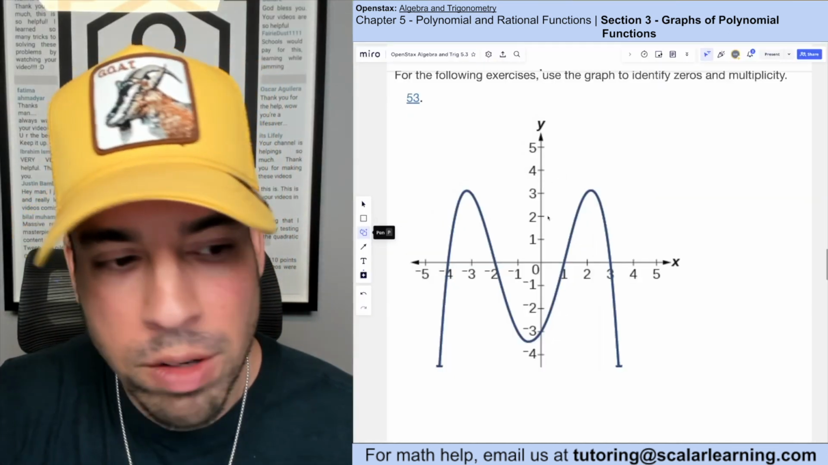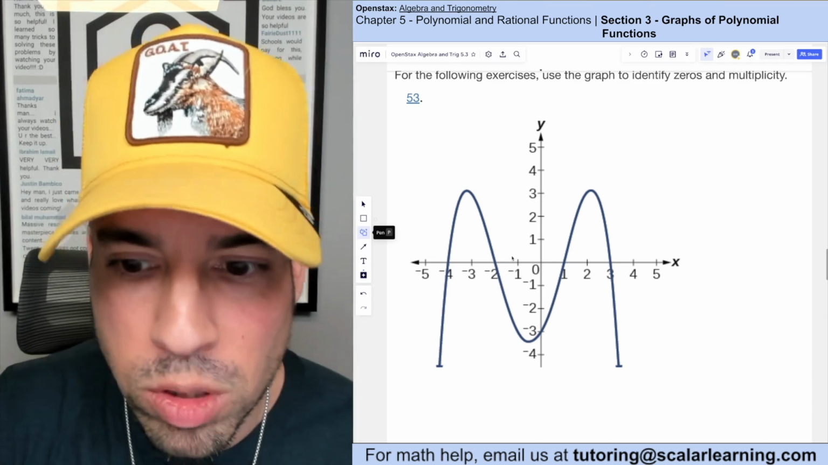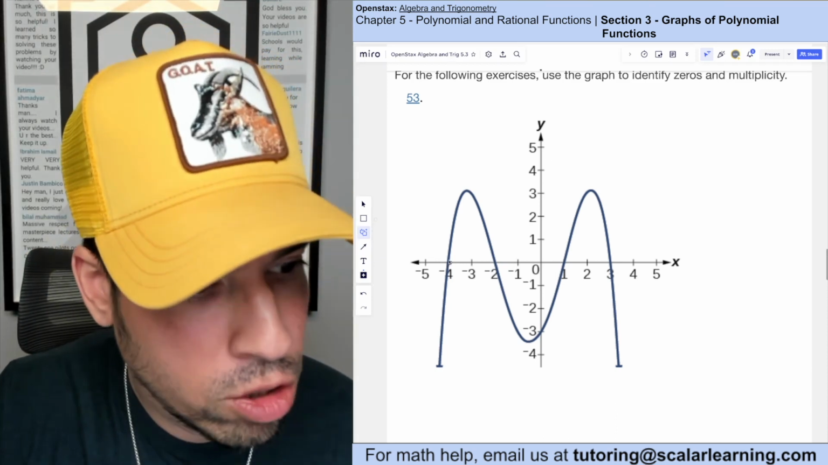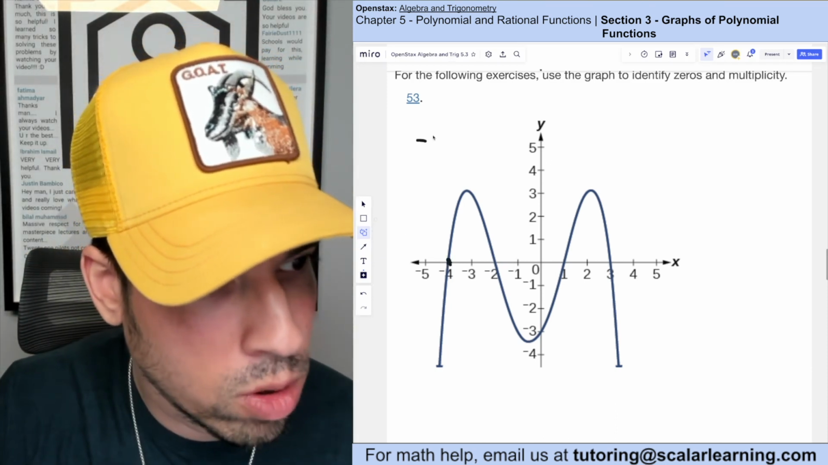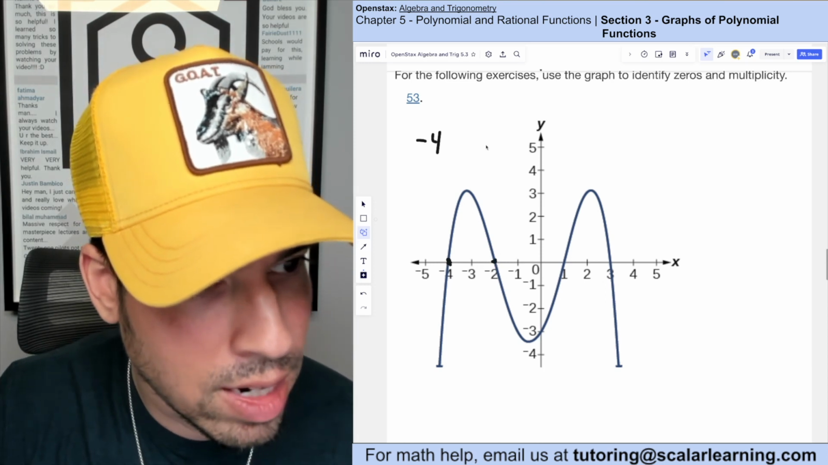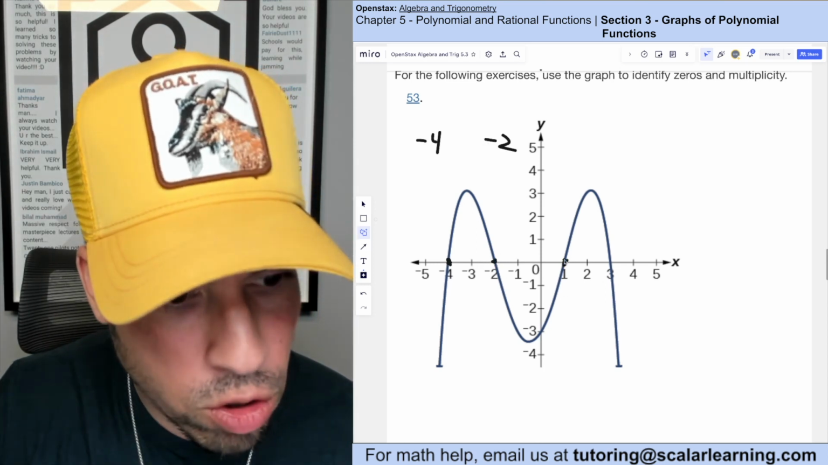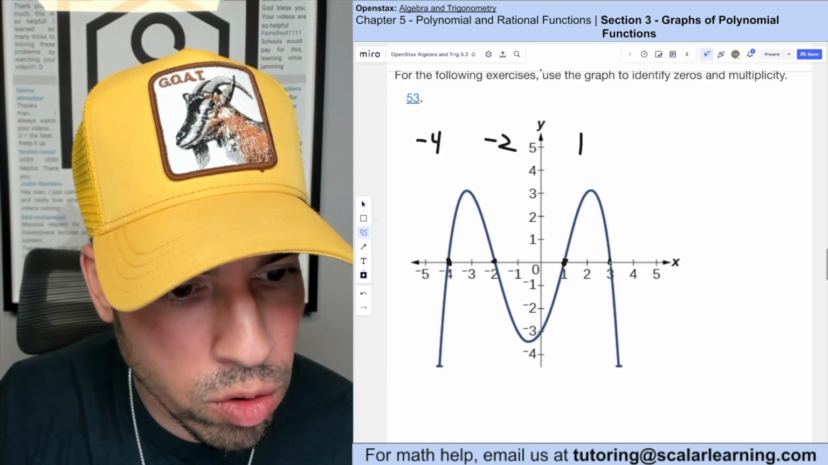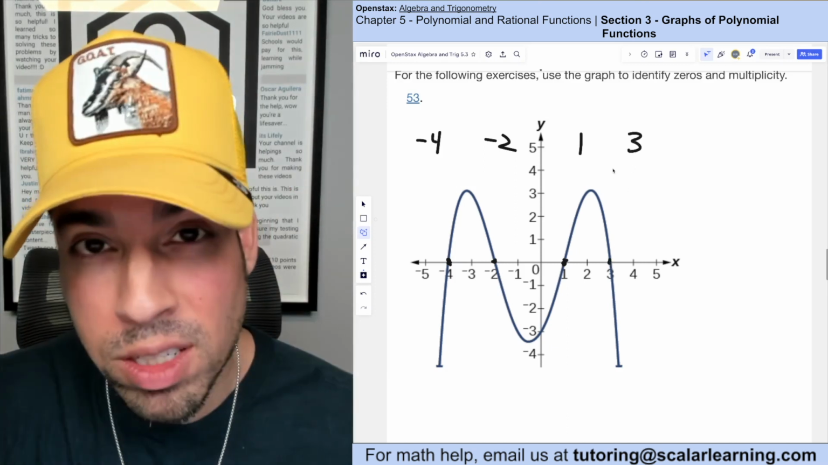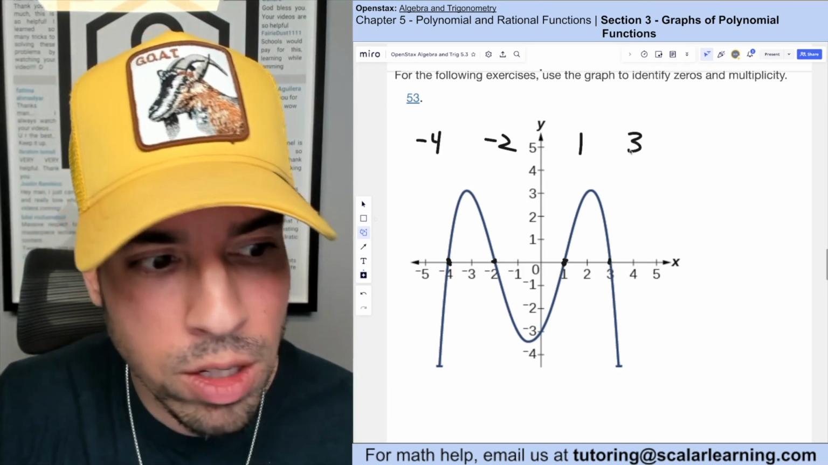So for this one, we're just trying to find the zeros and the corresponding multiplicities. So check it out. I've got a 0 occurring at -4, right? A 0 occurring at -2, I got a 0 occurring at 1, and a 0 occurring at 3. Again, this is just where it crosses the x-axis. It's where the function value is 0.